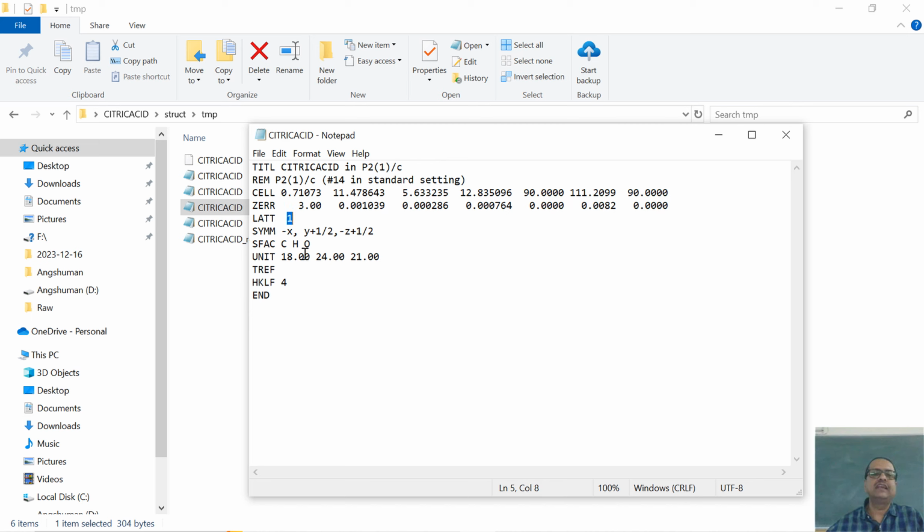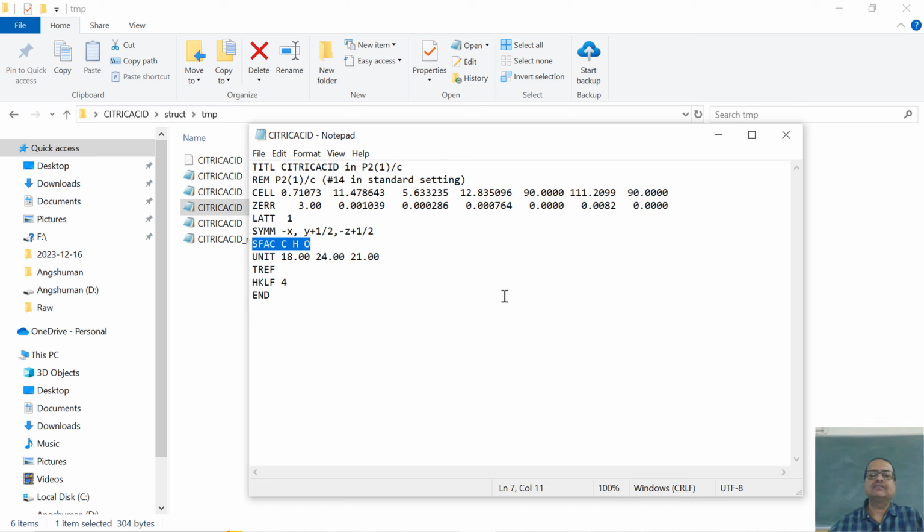LATT 1 is saying centrosymmetric. And as I said, for P21/c there should be 4 such symmetry elements. One is assumed to be x, y, z. LATT 1 tells you it is centrosymmetric, that means it has x bar, y bar, z bar. And then you have a second element which is shown here, and the corresponding inversion symmetry will also be there.